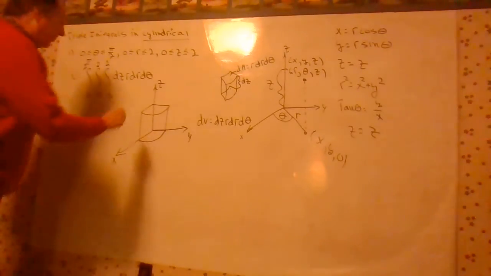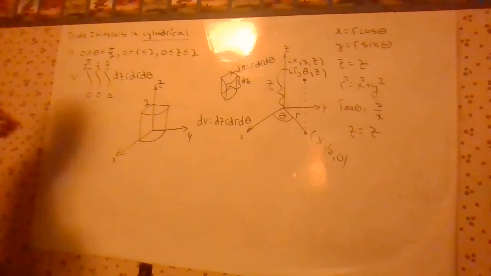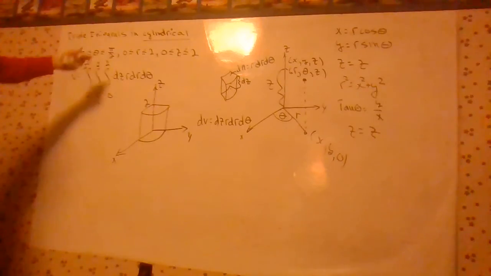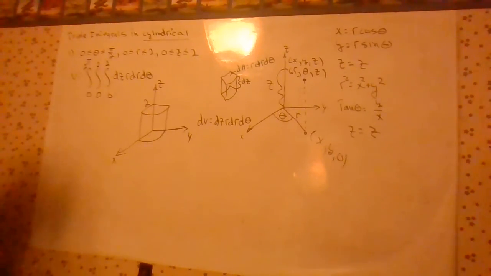And of course, this would be 2. You can label the z-axis. And of course, this would integrate. This would give us 1/4 of what the previous answer was.